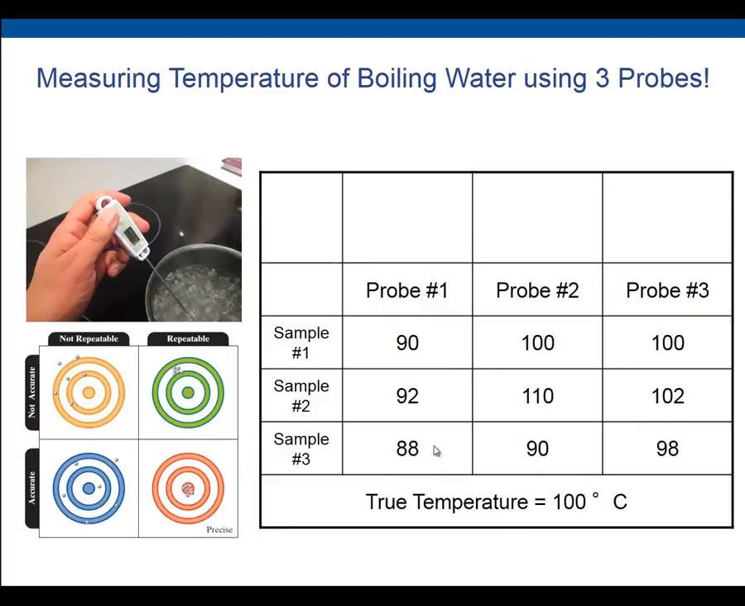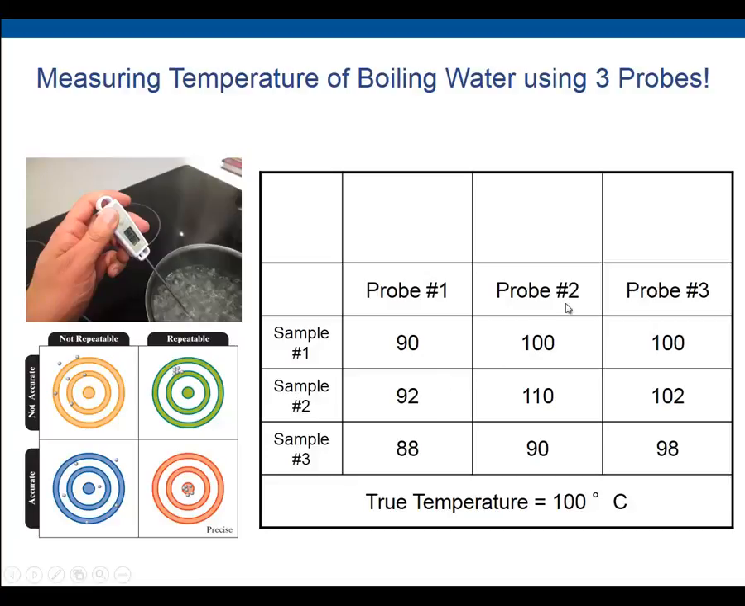This table shows the measurements from 3 probes used to measure the temperature of boiling water. As we all know, in this case, the true temperature of boiling water is 100 degrees Celsius. Okay, true temperature is 100 degrees. Note that the 3 measurements from probe 1 are close together, which means it's repeatable. But the average of these 3 measurements is not close to the correct value. So this is not accurate. This is repeatable but not accurate.